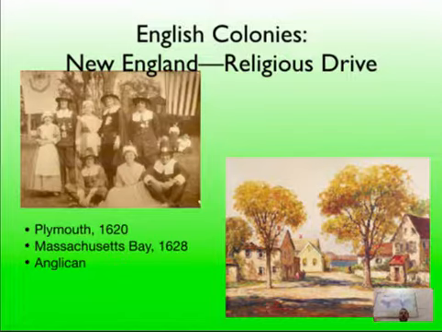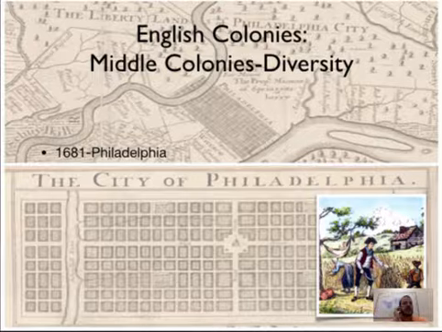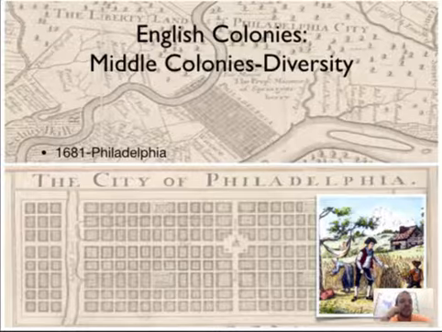In fact, Rhode Island was founded by people kicked out of Massachusetts for disagreeing with the Puritan leaders of Massachusetts Bay. We'll move on from New England to talk next about the middle colonies. This is New York, New Jersey, Pennsylvania, and Delaware.